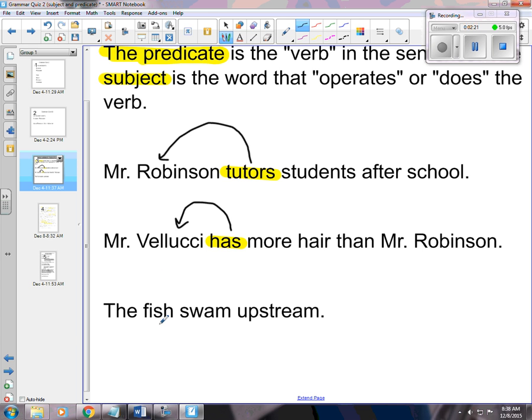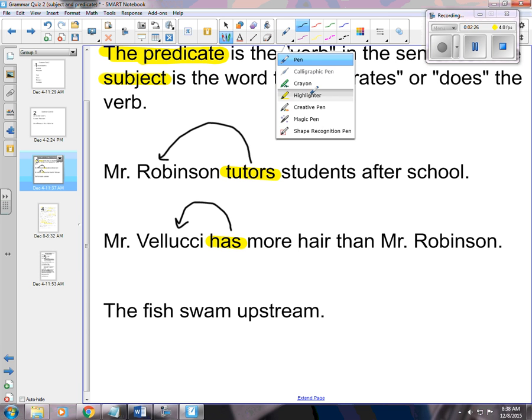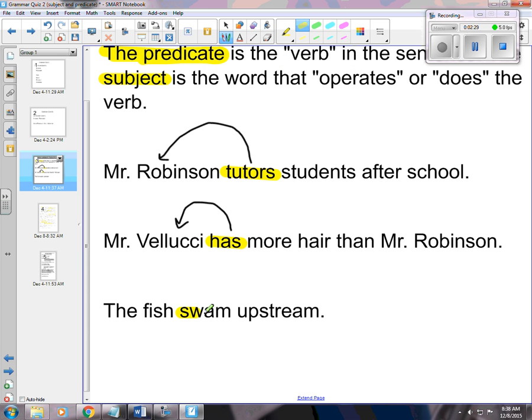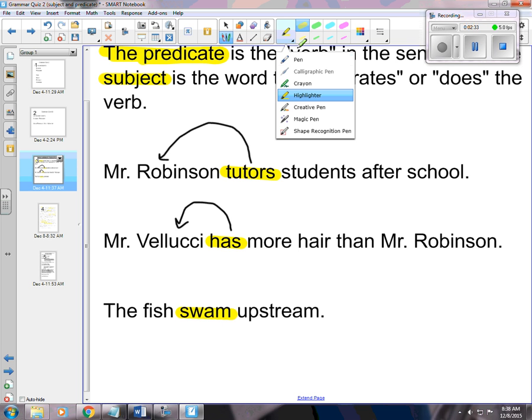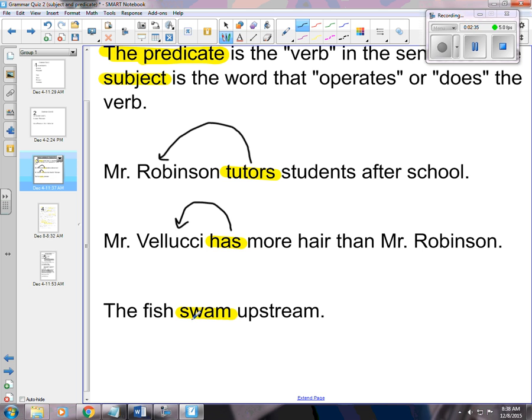The fish swam upstream. The verb in this sentence would be swam. So we can identify swam as the predicate. And once we've identified the predicate, we can identify the subject by asking who swam. In this case, it was the fish. So to review very quickly, subject and predicate. The predicate is the verb in the sentence or the action, and the subject is the word that operates or does the verb. This is part 1 of your quiz.